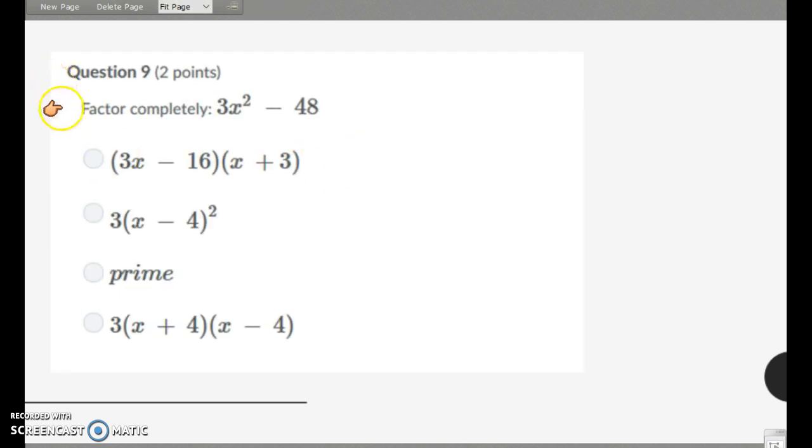Question number 9. Factor completely 3x squared minus 48. Answer choices are the quantity 3x minus 16 times the quantity x plus 3, 3 times the quantity x minus 4 squared, prime, and the last choice is 3 times the quantity x plus 4 times the quantity x minus 4.